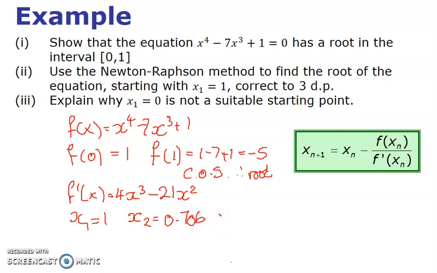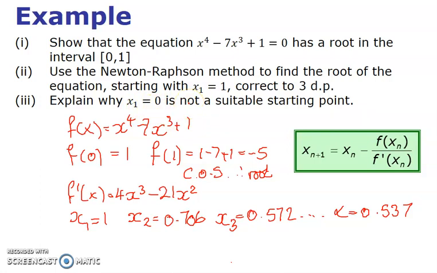And again it says use it, so you're meant to do it usually to show a couple of answers. So 0.572, it wants 3 decimal places, and after a while usually you just jump, and 0.537 it seems to be. It does ask, why is x1 equal to 0 not a suitable starting point?